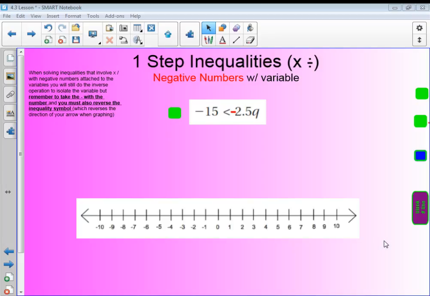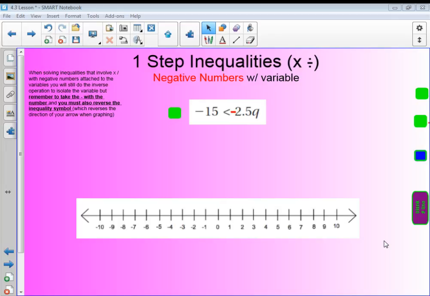Okay, in this part of our lesson, we're going to be still working with inequalities that involve multiplying and dividing. The one thing that's slightly different is now we're going to have a negative number that's involved with our variable. So these are going to look very similar to the ones that we've previously done. We'll still follow a lot of the same steps, but there's one special thing that we have to do when we're working with negative numbers.